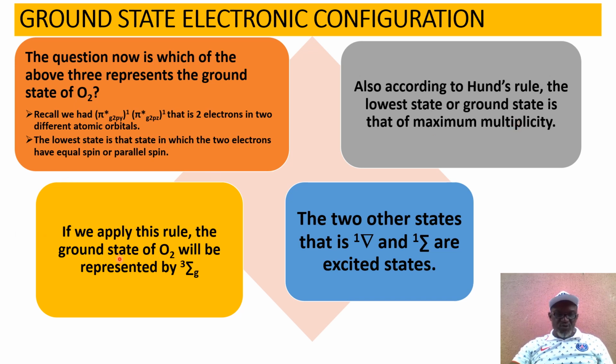If we apply this rule, the ground state of oxygen will be represented by this. Remember that that's the one that has a maximum multiplicity of 3. The other 2 states, that is this and this, are excited states of oxygen.